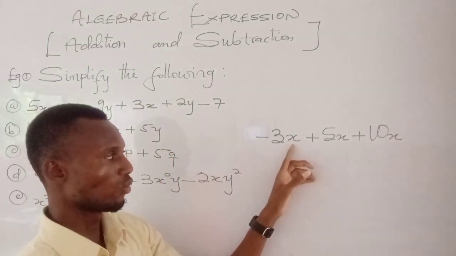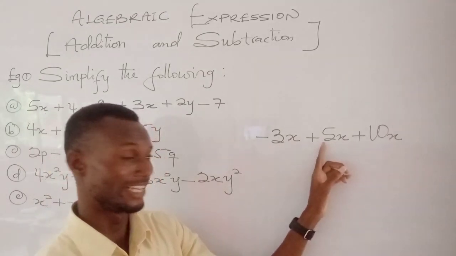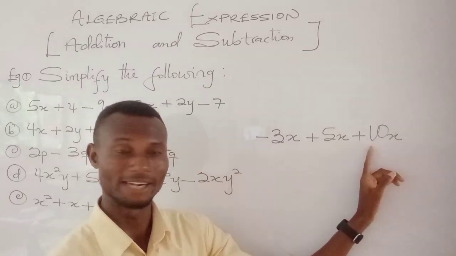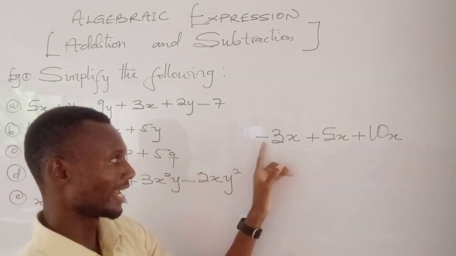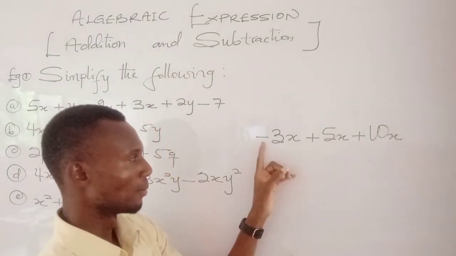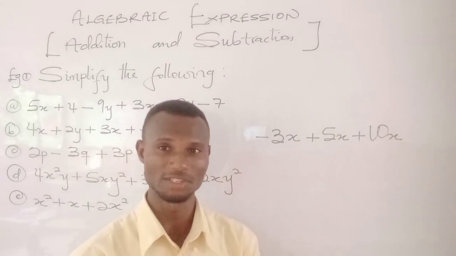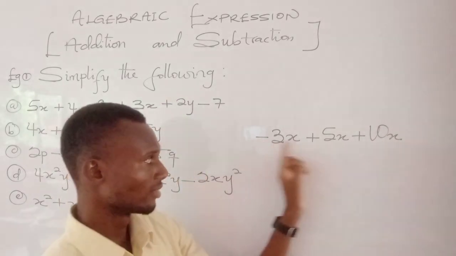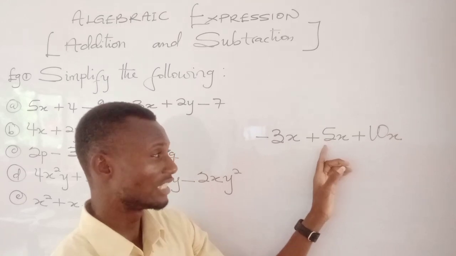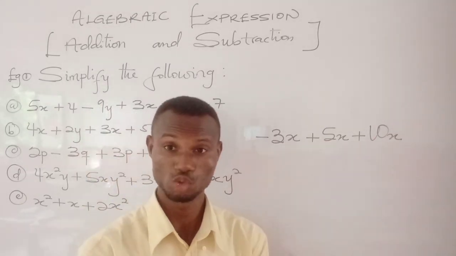Okay, so now the coefficient of this s is minus 3. The coefficient of this s is positive 5. And the coefficient of this s is positive 10. So it's going to be minus 3 plus 5 plus 10. So let's do it together. Minus 3 plus 5 gives positive 2. I hope you agree with me. Minus 3 plus 5 gives positive 2. And that positive 2 plus the 10 gives positive 12.